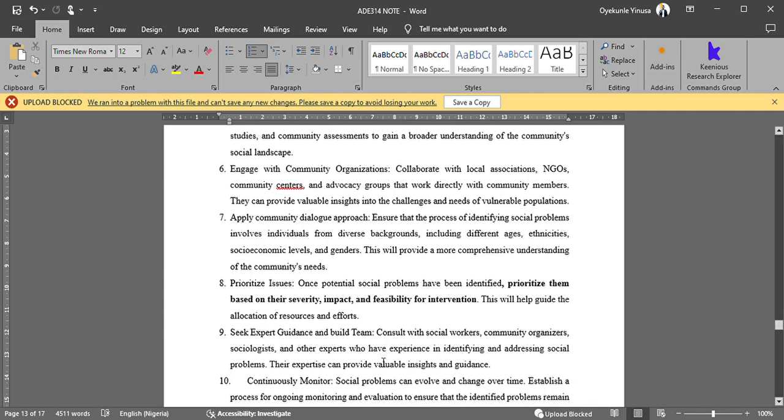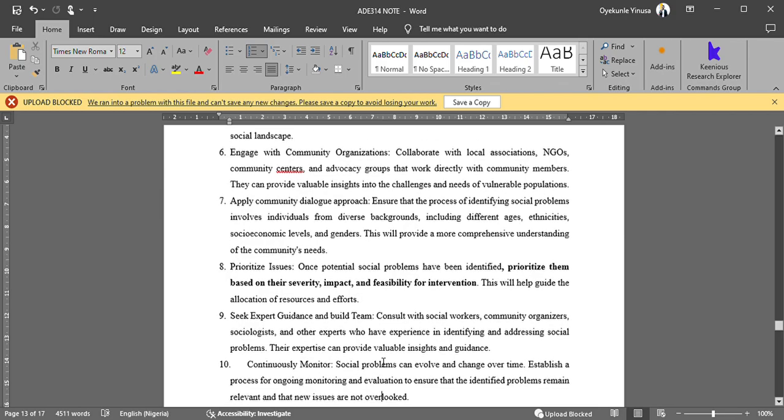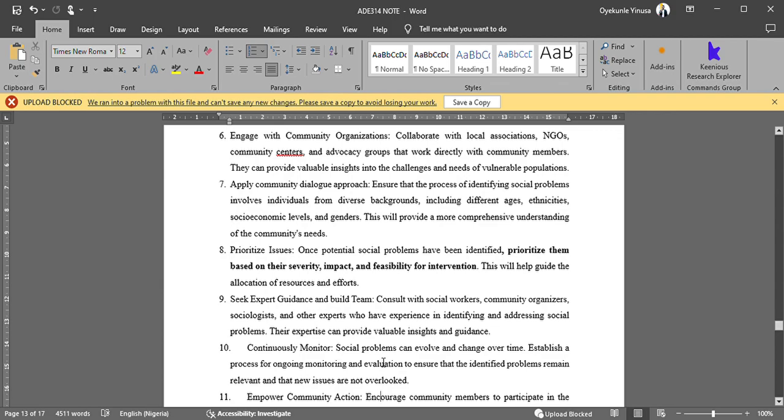So once you're able to do that, you will get ample issues they are facing, and you need to prioritize these issues. This is very, very important. Consider the issues that are of utmost importance to them: the severity, the impact, and the feasibility of intervention. You will discover that out of many issues you are able to gather, one is of utmost priority to them. Like the example I gave, it's not that electricity is not an issue in the community, but it is not of utmost priority to them.